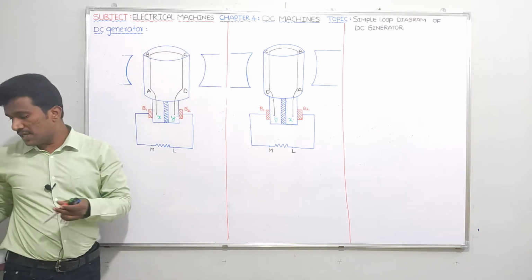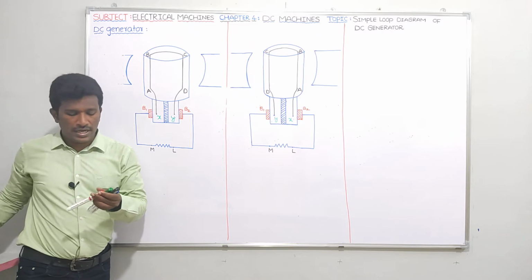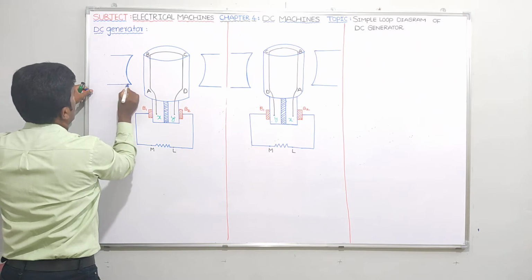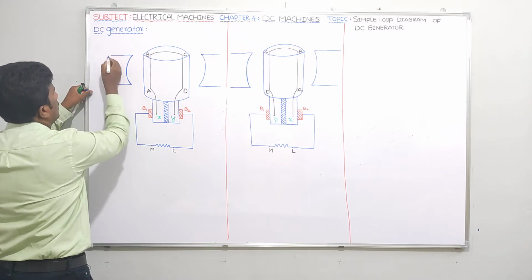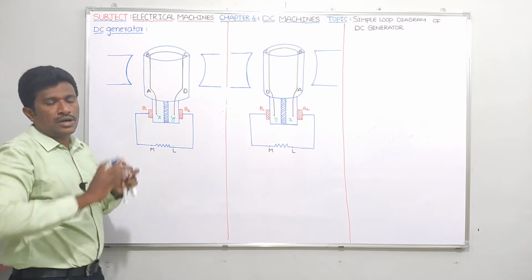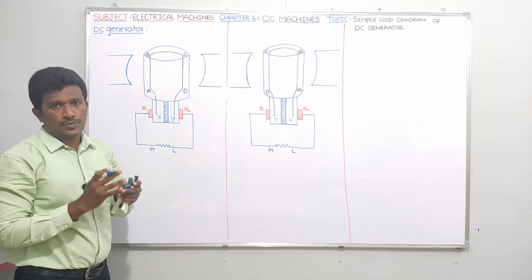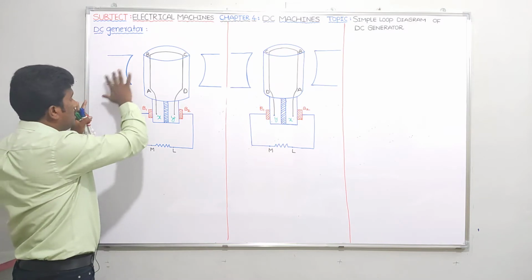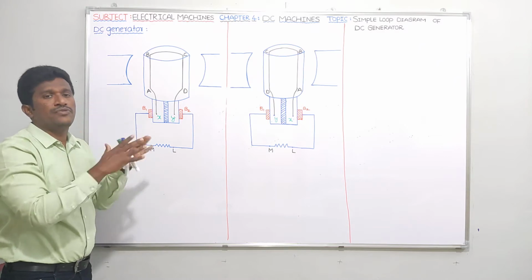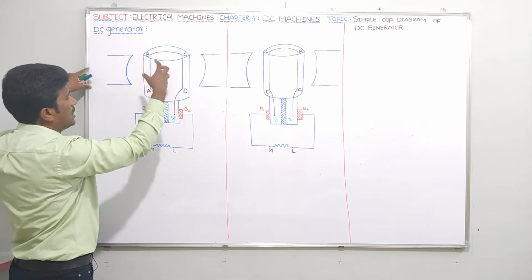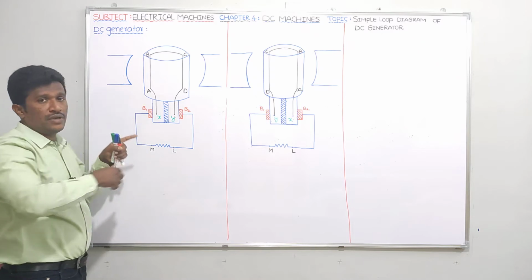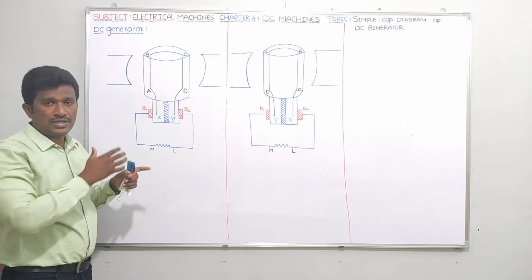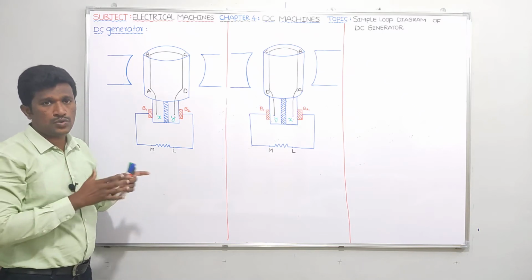Field poles are attached to the stator. Because of giving DC supply to the field winding, excitation will be created, and flux lines will go from the north pole surface to the south pole surface. Once again, I'm just repeating: in this figure, I am not showing the field winding. Let us assume that the field winding is there on the field poles, attached to the stator frame. Because of giving DC supply to the field winding, excitation will be established, and flux lines will go from the north pole surface and reach the south pole surface.